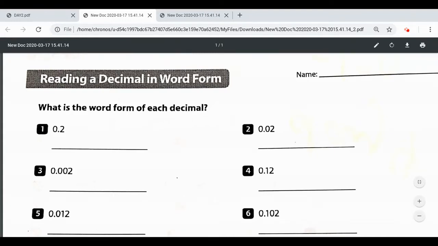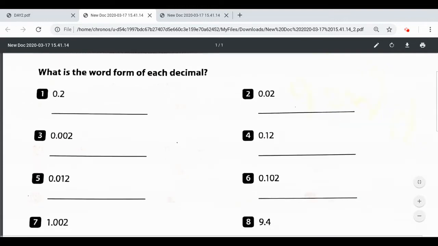Now, some of you may not need any help with this. You might be able to read these decimals and you've got it all together, and you might just want to come back tomorrow to see if your answers are correct. Tomorrow I'll post a video for day 3 giving the correct answers for this, or if you want to skip to the end where I give you the answers to yesterday's work, you can do that as well. But as far as this goes, what is the word form of each decimal?